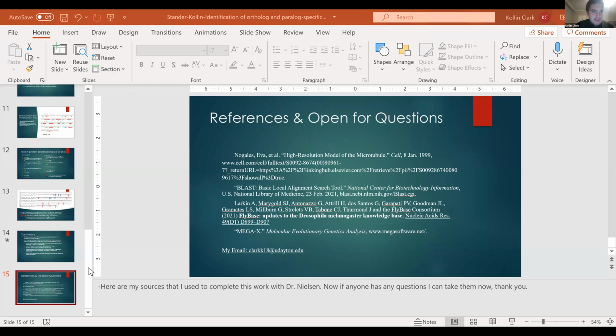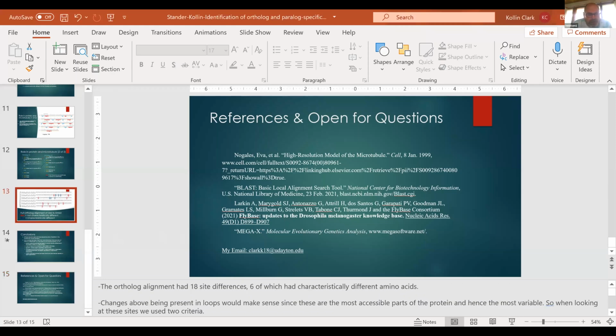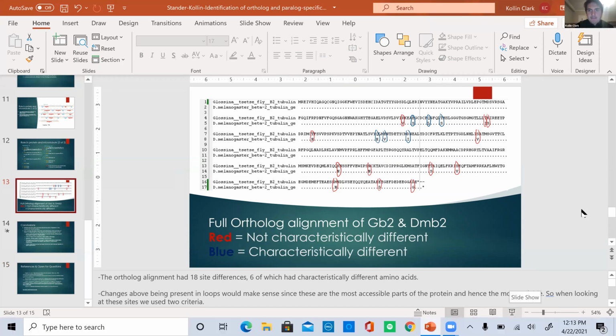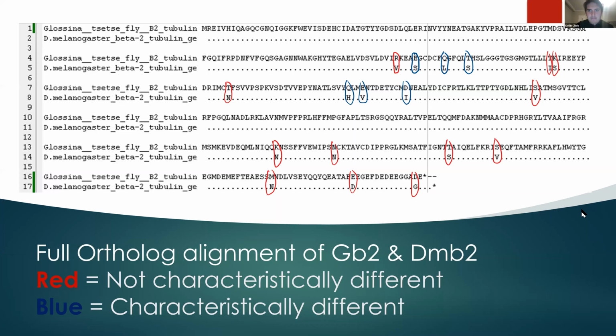Hey, Colin, I have a question, maybe a half question, half comment. Could you share your screen again? Share your talk? No problem. And could you go back to the Glossina beta-2 alignment? Yeah. Wait, no, that's on me.